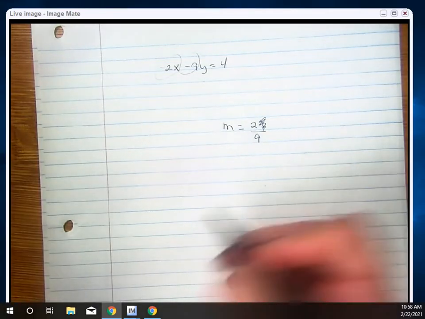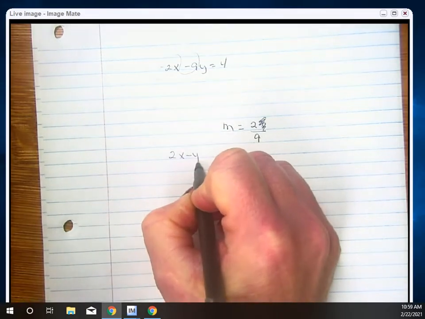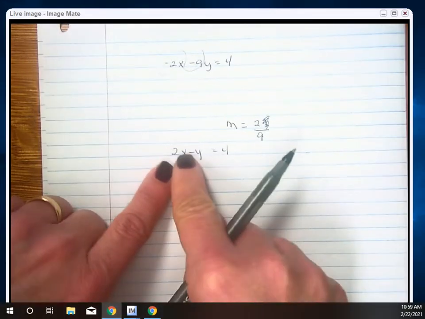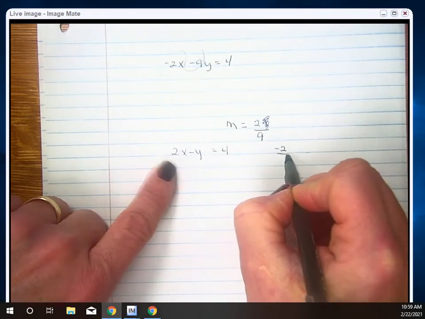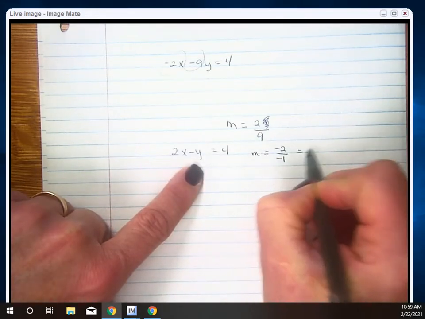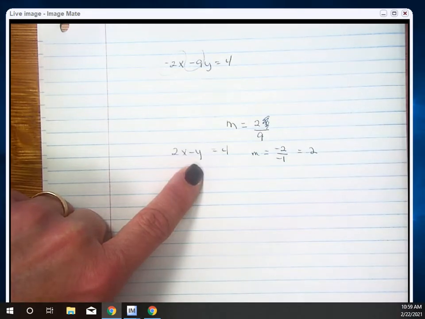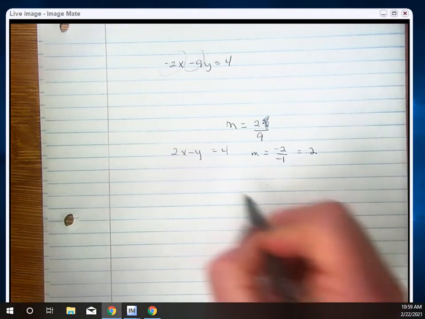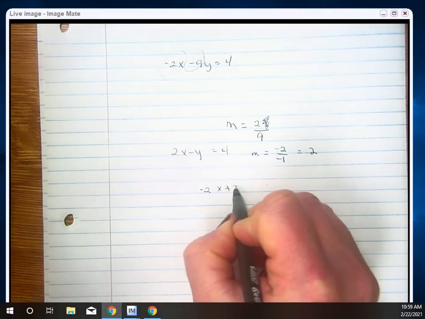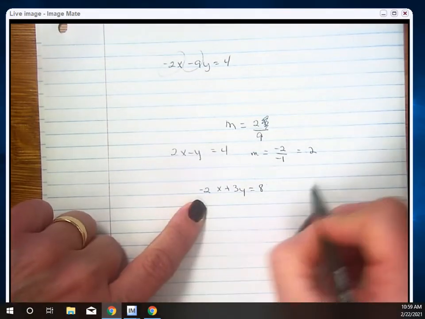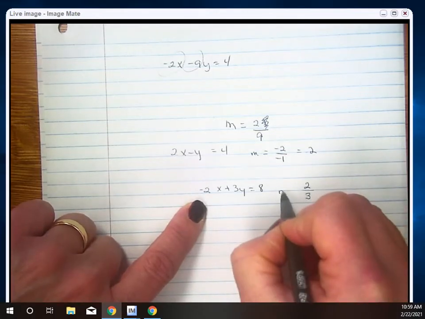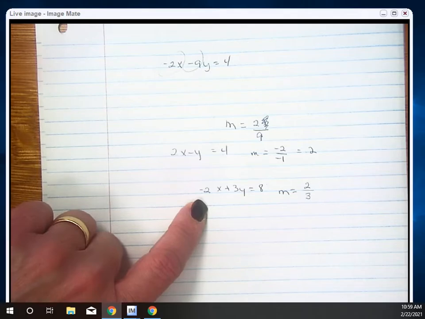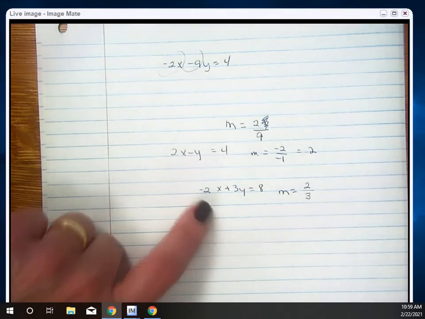If my equation is 2x minus y equals 4, I have to do the opposite of the number in front of the x and divide by the number in front of the y. I don't care about the y-intercept if I'm only wanting my slope. So you don't have to solve for y. If you want to do that shortcut, that's fine. If I have a negative 2x plus 3y equals 8, I have to add the 2 and divide by the 3. So my slope is 2 over 3. Now, if you don't like that or understand it, you don't have to do it that way.